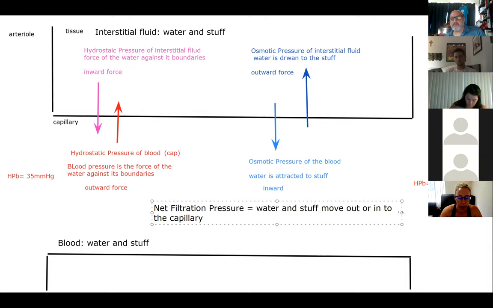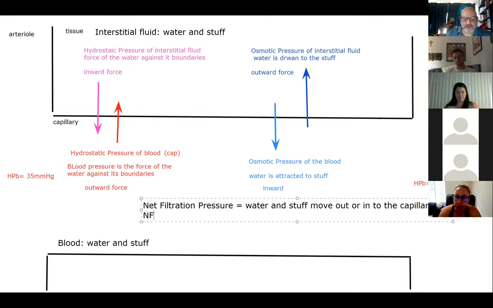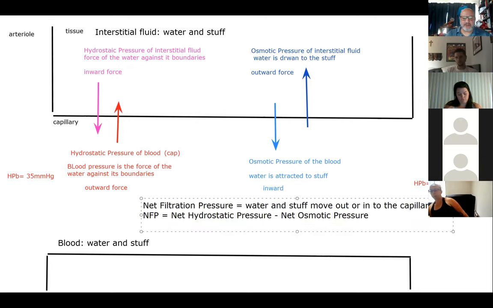All right. Now, of course, we have to have a way to calculate this. So we are going to calculate the net filtration pressure by taking the net hydrostatic pressure, and from that, we are going to subtract the net osmotic pressure. Of course, to do that, we need to figure out how we would calculate that net hydrostatic pressure.